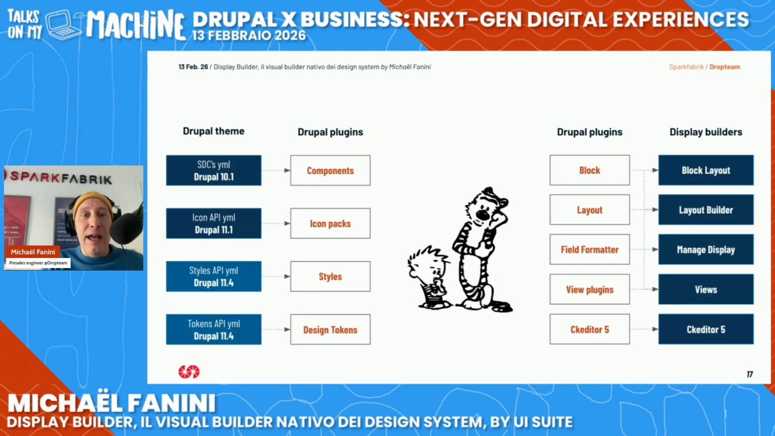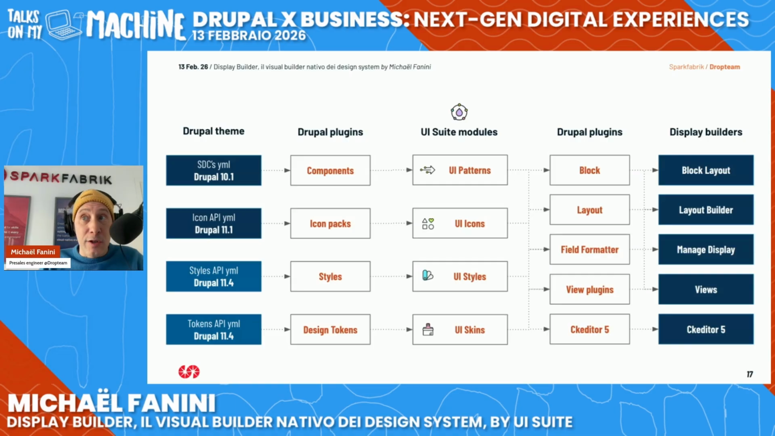So at the left, we have the same schema as before. We have the design artifact APIs, which are generating plugins. And on the side of Drupal, when we are looking at display builders, we also have plugins. For block layout, we have block plugins. For Layout Builder, we have layout plugins. For Manage Display, field formatter, views plugin, CKEditor plugin. But Drupal can't understand that the two plugins are different. So the goal and role of UI Suite is to make these connections.